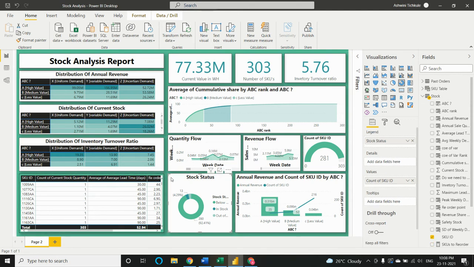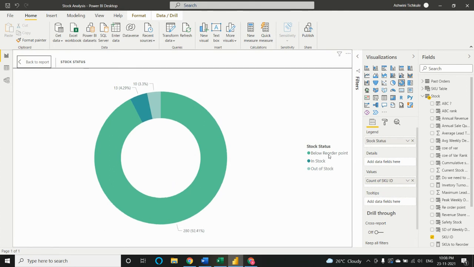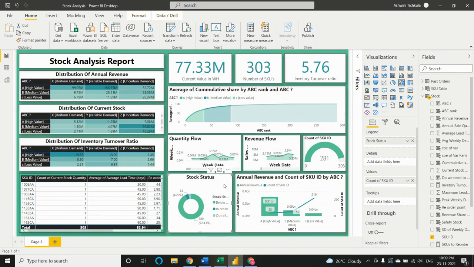Okay. Next one is the stock status. Here we can see the three stock statuses: below reorder point, in stock, and out of stock. So this is the largest, 92.41% is shown by below reorder point, and the stock status shows 4.29 percent for the out of stock and in stock. This is the in stock, and this is the out of stock status. Okay. So the smallest is out of stock, and the largest is below the reorder point. Back to report, we can see this.